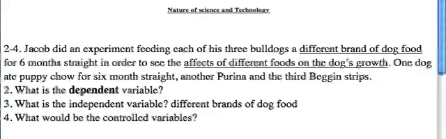to be fat. The bacon strips dog may grow to be fat. Puppy chow dog may grow to be really thin. And maybe the Purina dog grows to be really strong. The dog's growth is the dependent variable because the dog's growth is dependent upon the different brands of food. So for this one, you should have had dog's growth because the dog's growth is dependent upon the different brands of food. Last but not least, we have what would be the controlled variables.